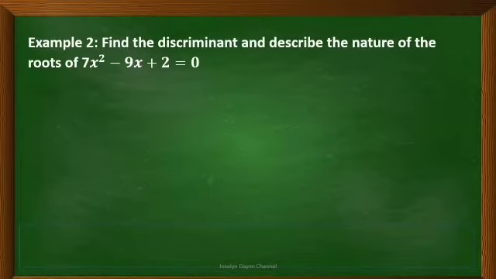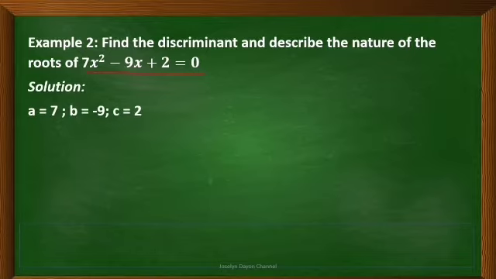Now let's have the second example. Find the discriminant and describe the nature of the roots of 7x squared minus 9x plus 2 equals 0. The same with example number 1, determine the values of a, b, and c. So a is equal to 7, coming from the numerical coefficient of the quadratic term. B is equal to negative 9, coming from the coefficient of the linear term.